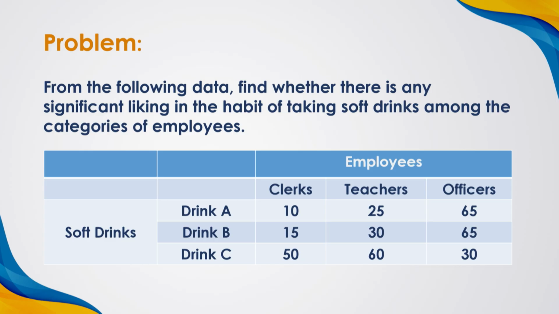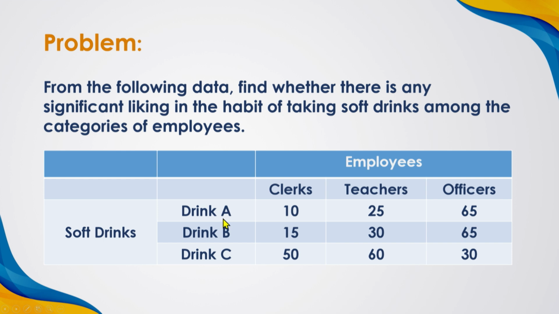Now we go for the problem of testing of association. From the following data, find whether there is any significant liking in the habit of taking soft drinks among the categories of employees. So here you have two different things, that is employee and soft drink. Under the employee, you have clerks, teachers and officers, whereas in the soft drinks you have 3 different drinks: drink A, drink B, drink C.